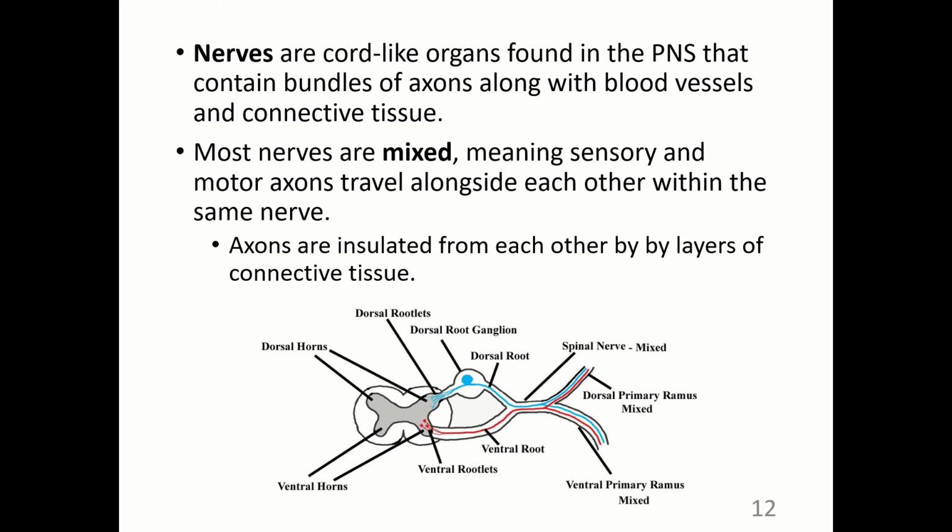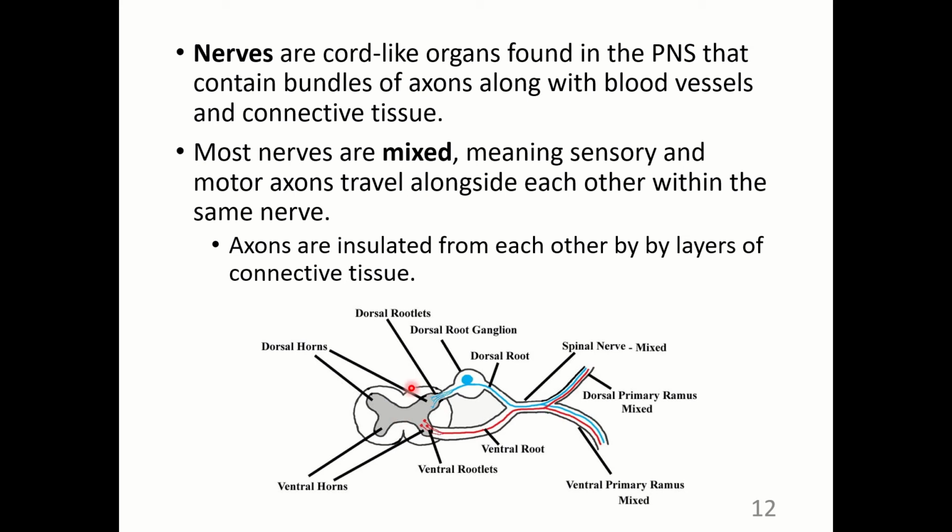Most nerves are mixed, meaning sensory and motor axons travel alongside each other within the same nerve. Axons are insulated from each other by layers of connective tissue. This becomes the nerves here, this split.